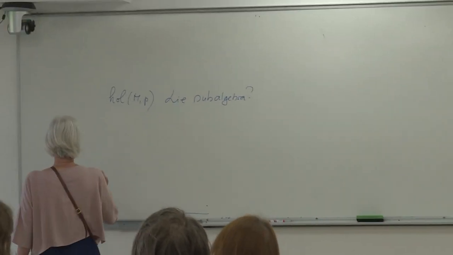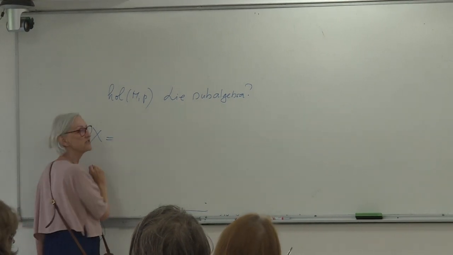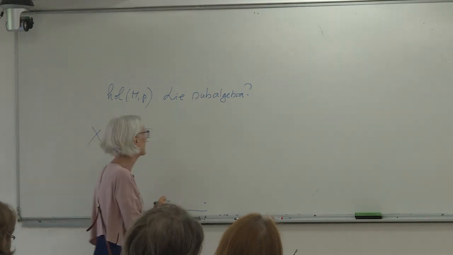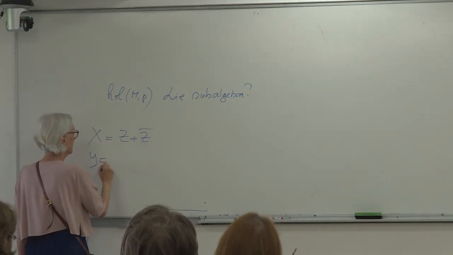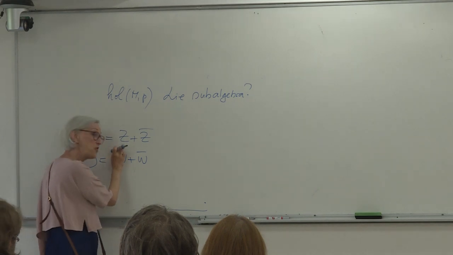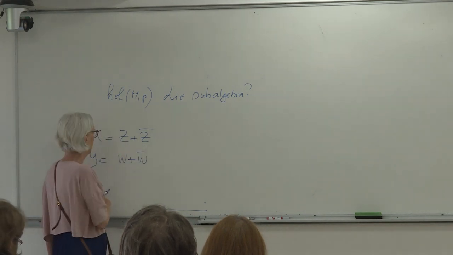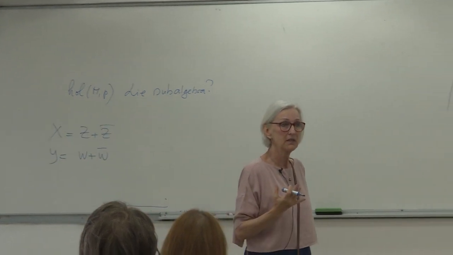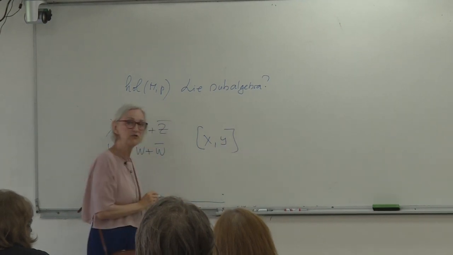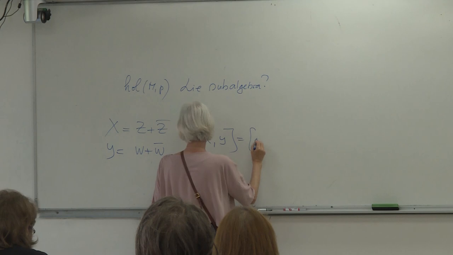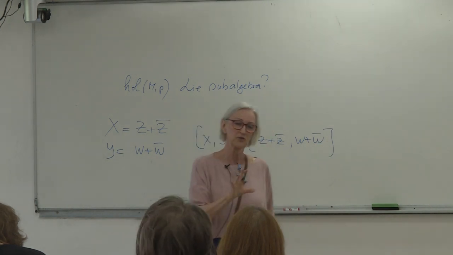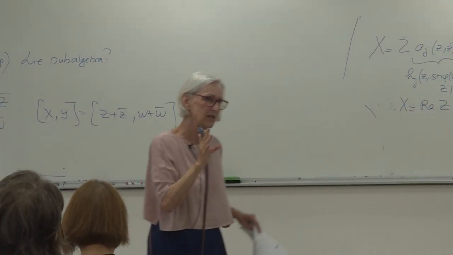So X is the real part of Z. Forget about the two if you don't mind. So it's Z plus Z bar, right? Z is holomorphic. Y, you take another one, it's W plus W bar, holomorphic. That means here there is only d/dZ, here you have only d/dZ bar. And now to be a Lie algebra, you have to check that the bracket is in your set. How can you write it? You write Z plus Z bar, W plus W bar. Be careful, you have to be on M, but it's a sketch.